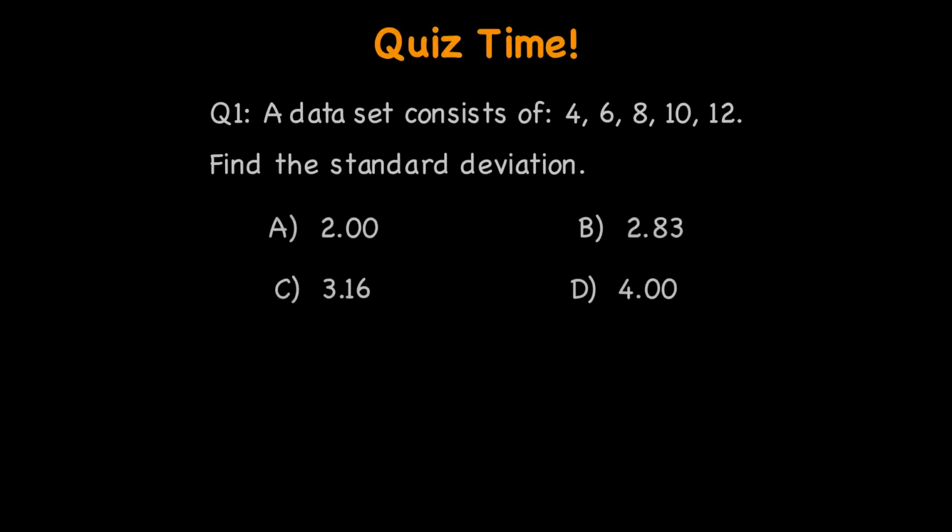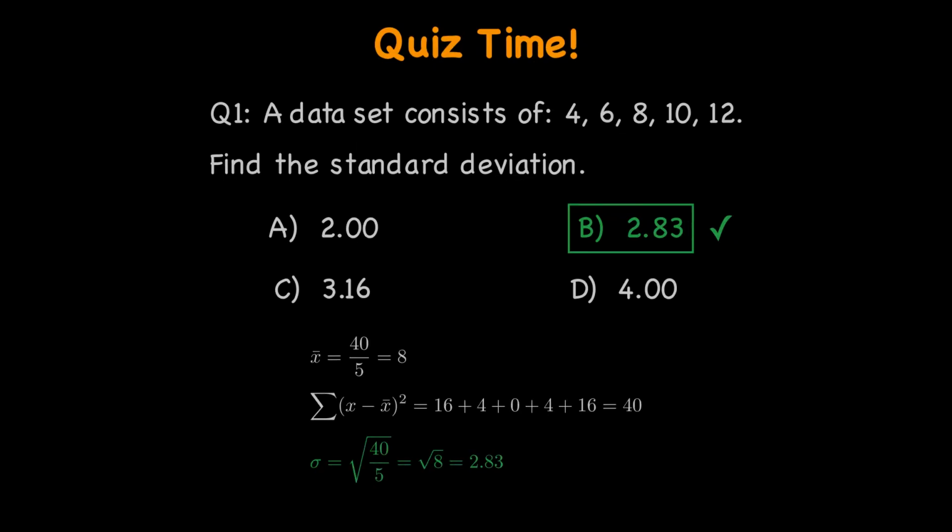Quiz time! Question 1. A data set consists of 4, 6, 8, 10, 12. Find the standard deviation. Have you got your answer? The answer is B, 2.83. The mean is 40 over 5, which is 8. The sum of squared differences is 16 plus 4 plus 0 plus 4 plus 16 equals 40. Sigma equals the square root of 40 over 5, which is the square root of 8, equals 2.83 to 3 significant figures.